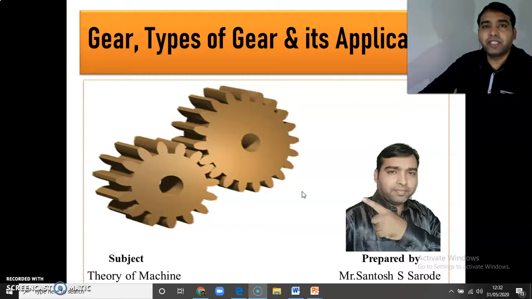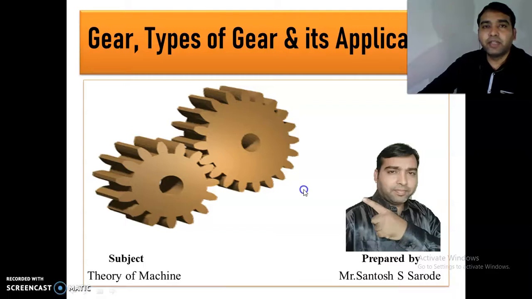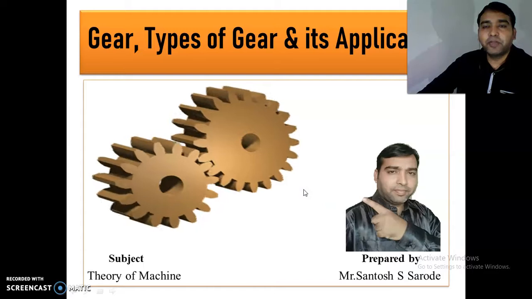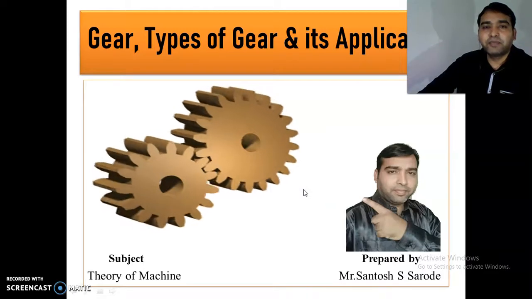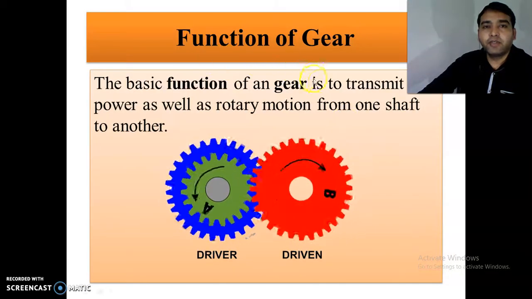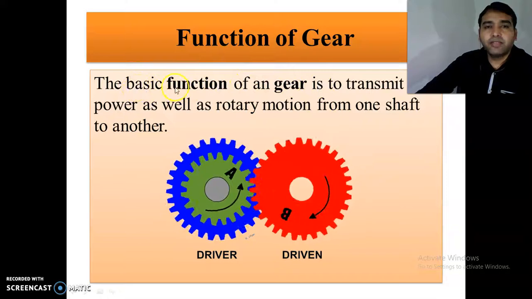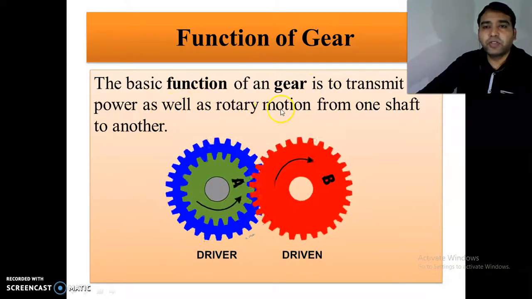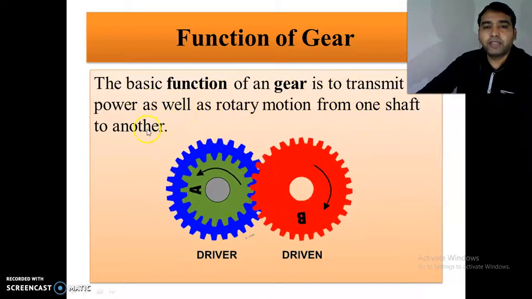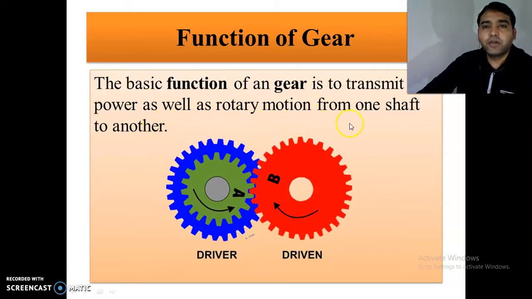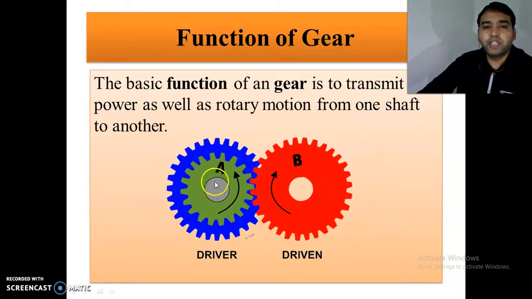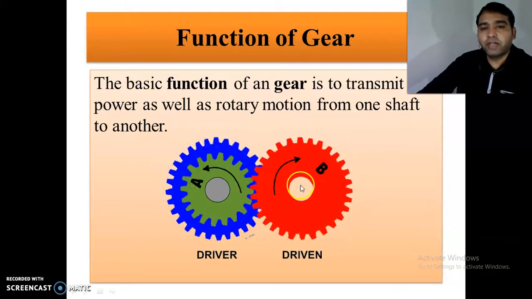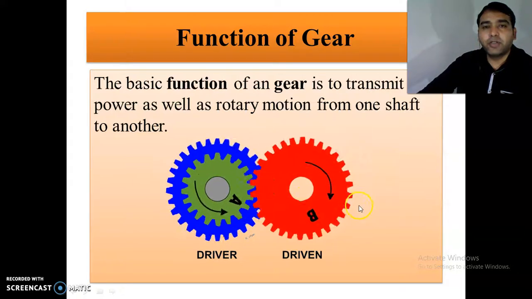So without wasting time, I start today's topic: gear, types of gear and its application. Now first, function of gear. The basic function of gear is to transmit the power as well as rotary motion from one shaft to another shaft. So gear is a component which is used to transmit the rotary motion, the power or the torque from one shaft to another shaft. Such a component is called a gear.